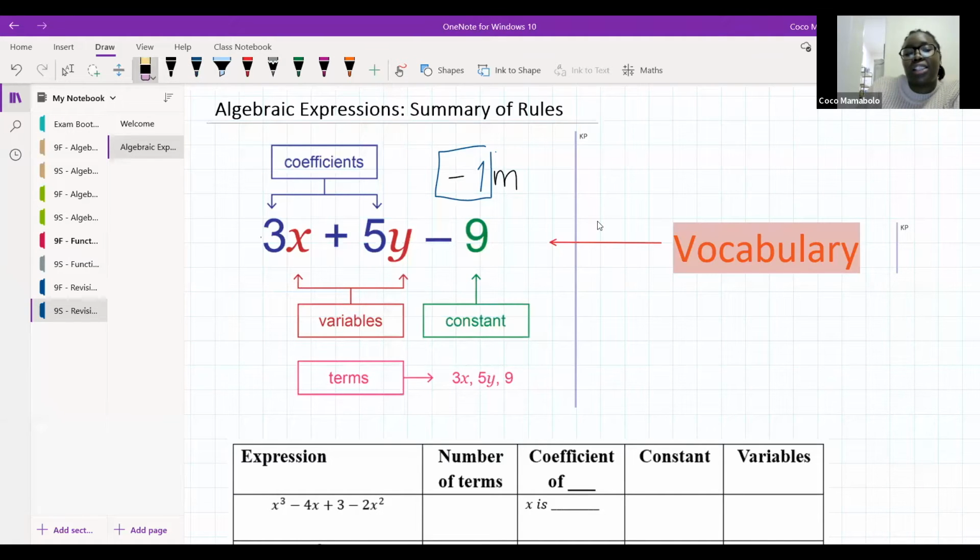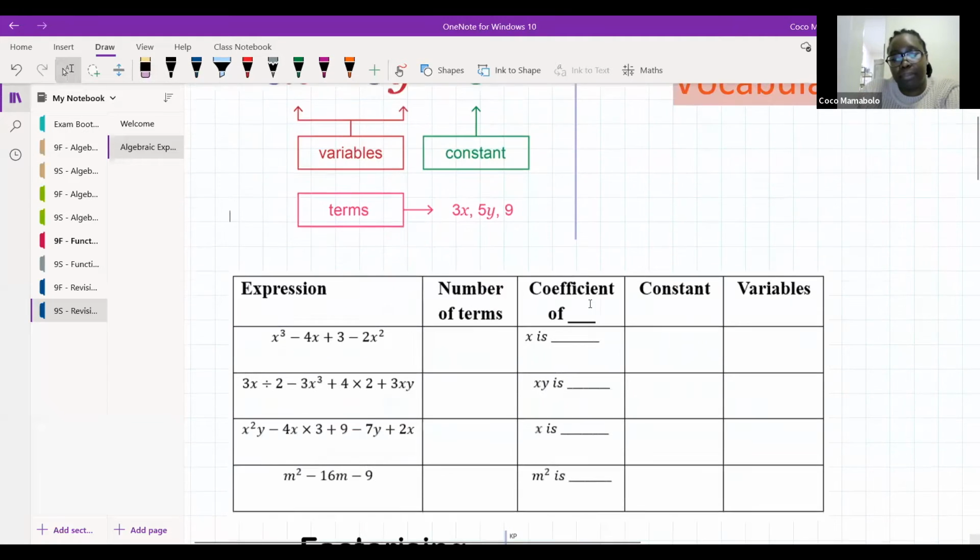All right, let's start with something a little bit simple. Let's look at this table over here. I'm going to ask you guys simple questions like, how many terms do I have? We're going to name these 1, 2, 3, and 4. Let's count how many terms we have in the first question. Remember, terms are always going to be separated by a plus or a minus.